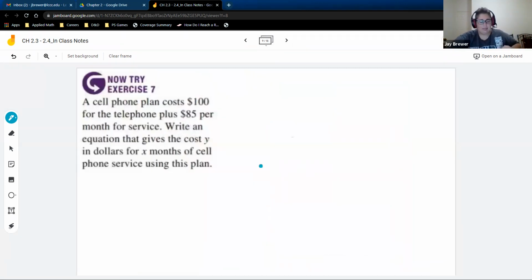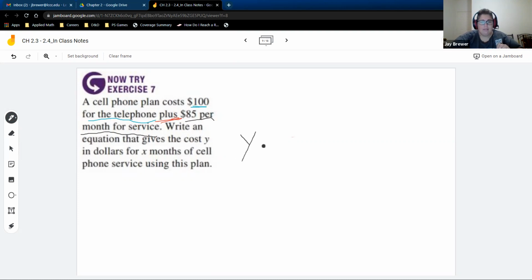Okay, let's look at this application problem. A cell phone plan costs $100 just for the phone, plus $85 per month of service. Write an equation that gives the cost Y in dollars for X months of the cell phone service plan.